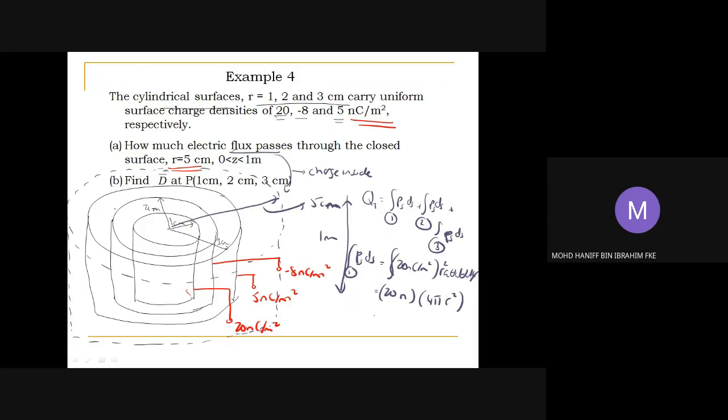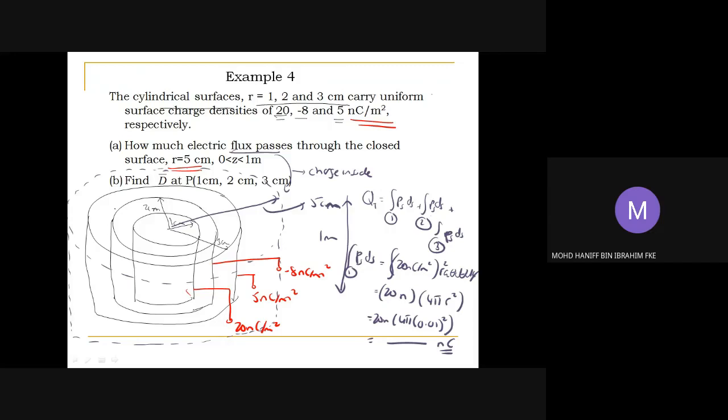So I'm going to have 20 nano times 4 pi, and r will be 0.01 meter squared, and that should be the answer for the charge amount in nanocoulomb for surface number 1. Do the same thing for surface number 2.